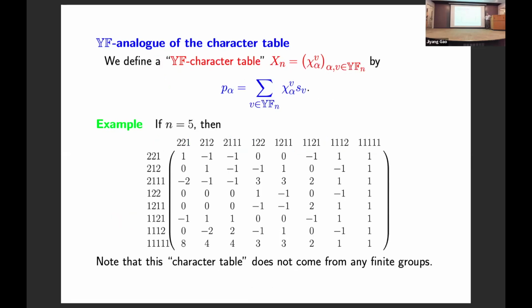So now we can define a character table as a transition matrix between Schur functions and the power sum basis. So we define a character table Xn whose entries are chi of V alpha, where alpha is a row index and V is a column index. Then by using this formula, if n equals 4, then we get this 8 by 8 matrix. At a glance, this looks like some character table of some group, but this table does not correspond to any finite group. We can show that.